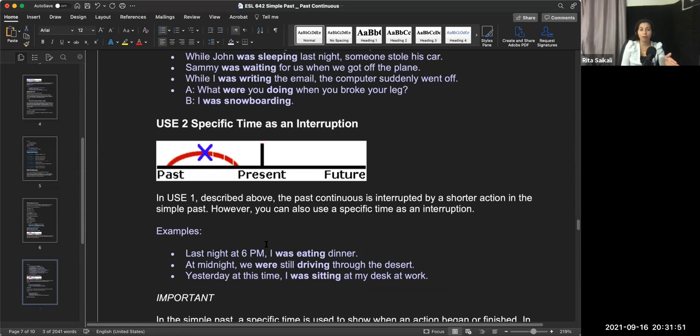In the first one, we use the past continuous interrupted by a shorter action in simple past. However, a specific time can also be used as an interruption. So time can also stop it. Last night at 6, I was eating dinner. So we're giving a specific time for what we were doing. Does that make sense? That was something happening at that specific time. Explaining a certain action that would have continued past 6.